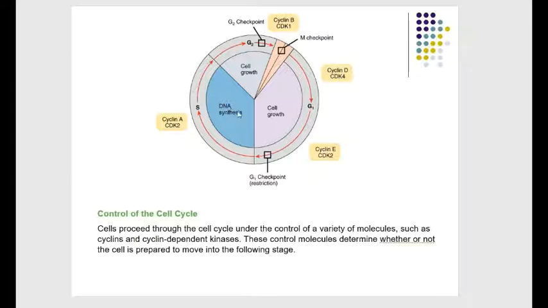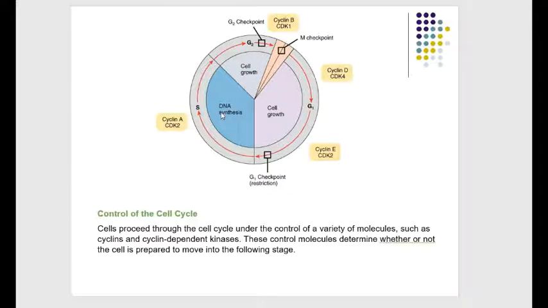S phase is the DNA synthesis phase. So it's during S phase that all of the genetic material is going to duplicate. We need to make sure that there are then 2 sets of genetic material in order to allow mitosis to happen, because mitosis is the separation of the genetic material, the sister chromatids, into 2 separate cells. And so it's during S phase that that DNA synthesis is going to happen.